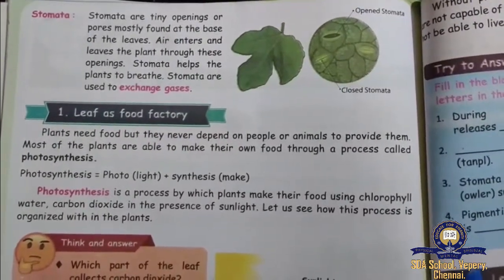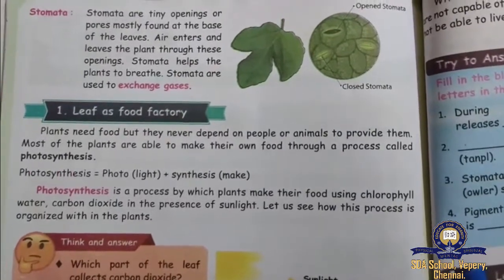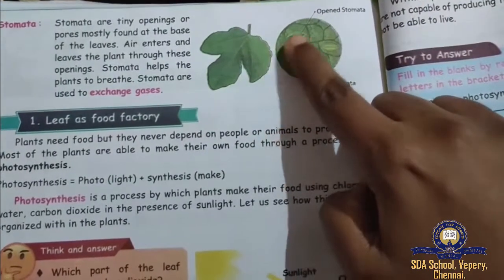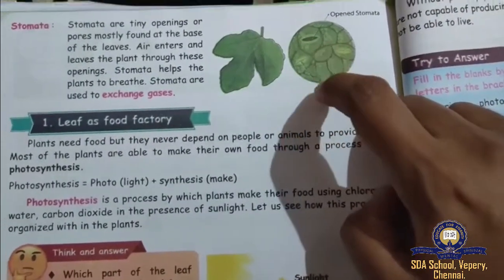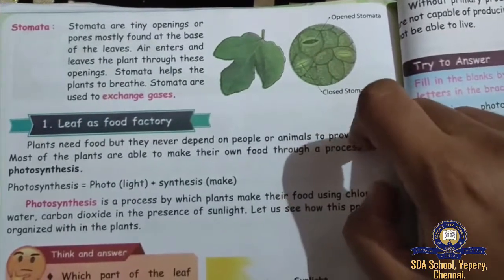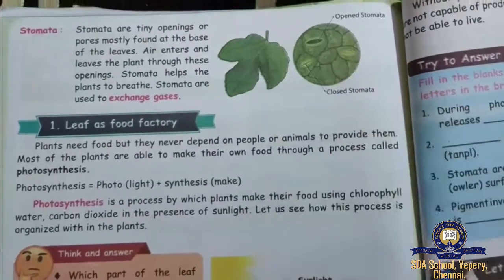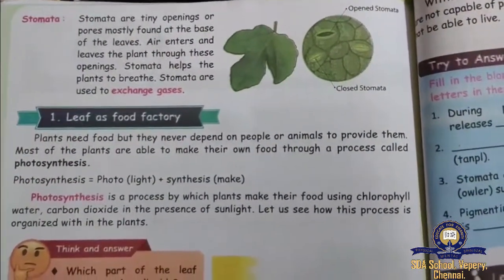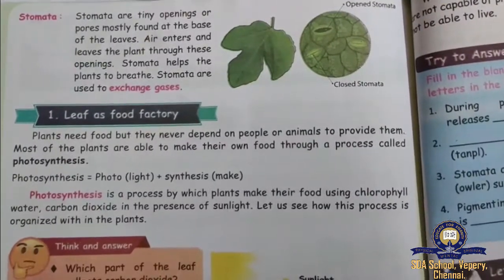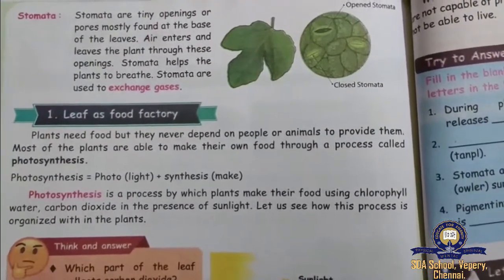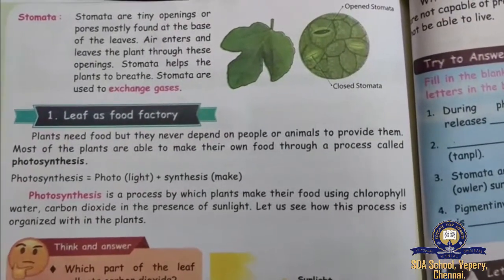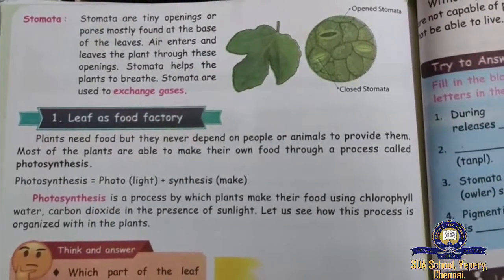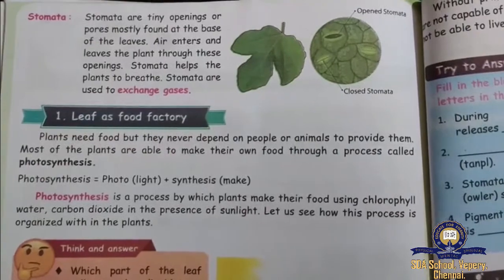Air enters and leaves the plant through these openings, that is stomata. Stomata help the plants to breathe. Through stomata only, plants are able to breathe. Stomata are used to exchange gases. In plants, exchange of gases takes place, right? So stomata is the main thing in gas exchange.